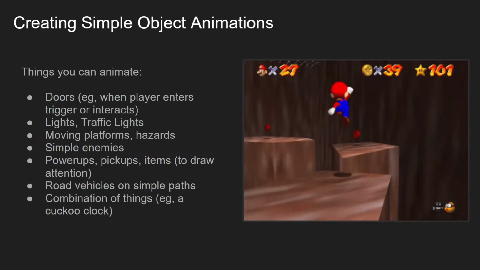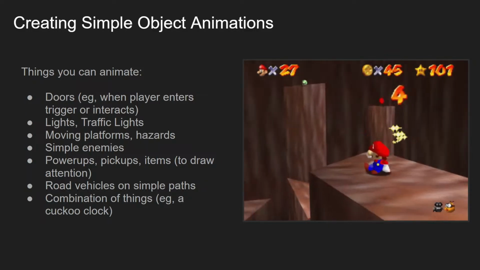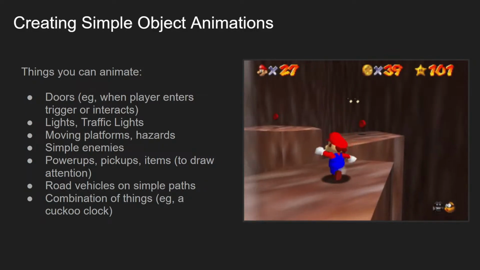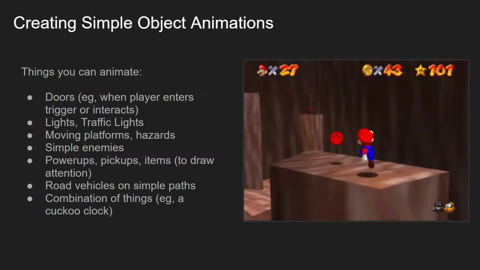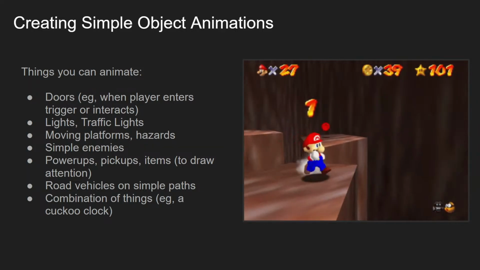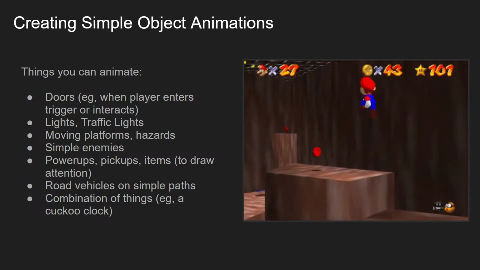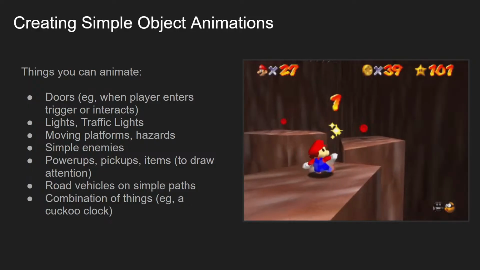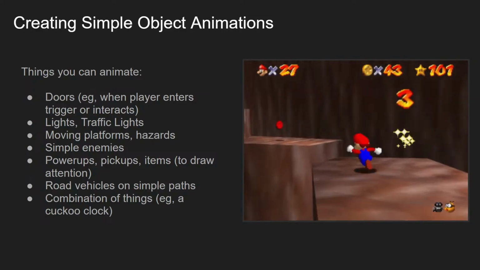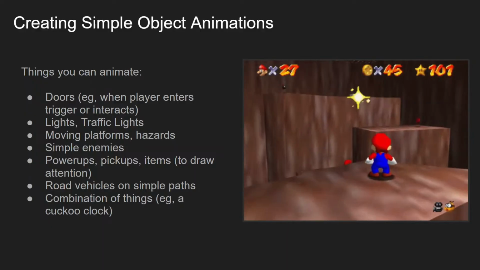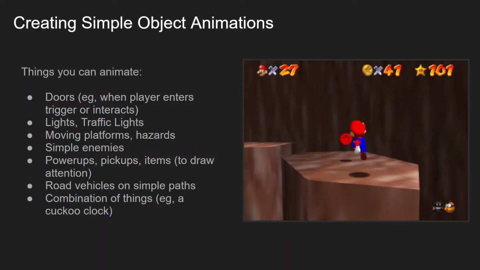A lot of these animations, so you can animate doors to open and close when the player approaches them. You can animate lights to turn on, turn off, or traffic lights to switch. You can animate moving platforms or different hazards. We've seen simple enemy animations in the 2D platformer microgame. You might animate pickups or power-ups to draw attention to them, or simple vehicles on splines going through the road, or combining things like maybe a cuckoo clock where the door opens and the cuckoo pops out, the cuckoo makes a sound and comes back.